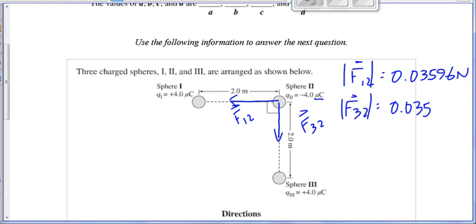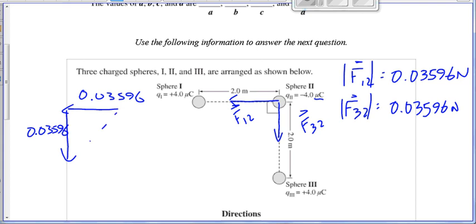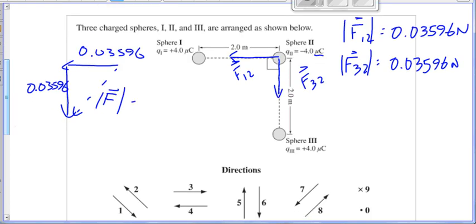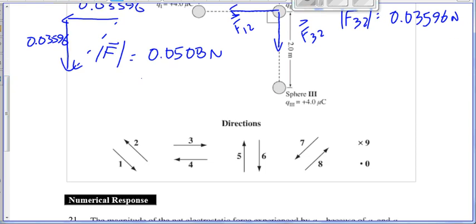0.03596 newtons. And then if we want to find the net force, we're just going to do this, okay? 0.03596, 0.03596, do the Pythagorean theorem. And what does that work out to be? 0.0508, we agree? All right, so we're going to express that now in scientific notation. 5.1 times 10 to the minus 2.